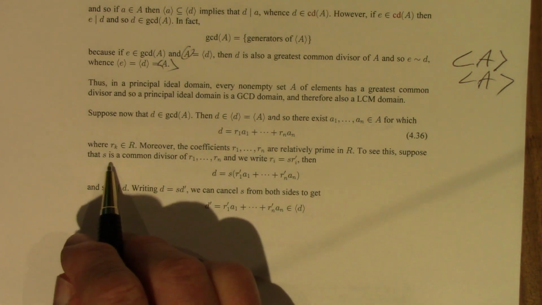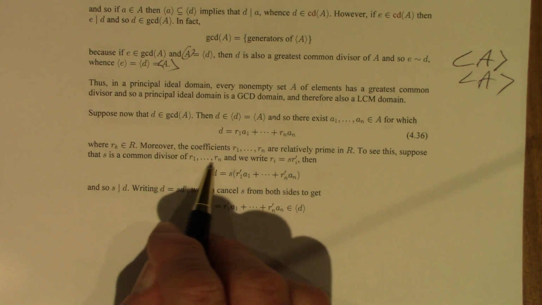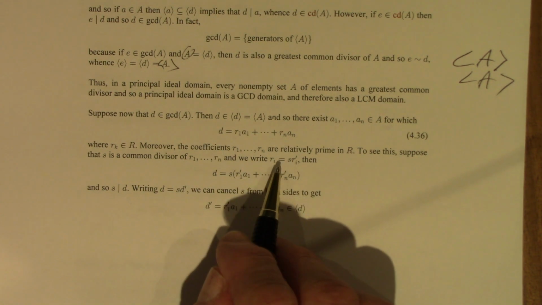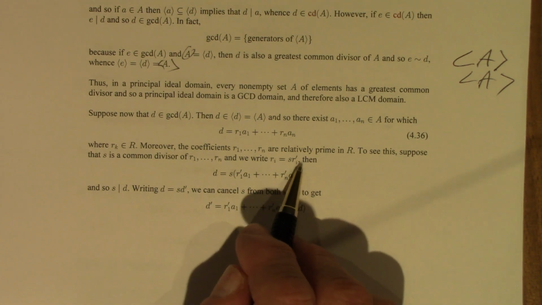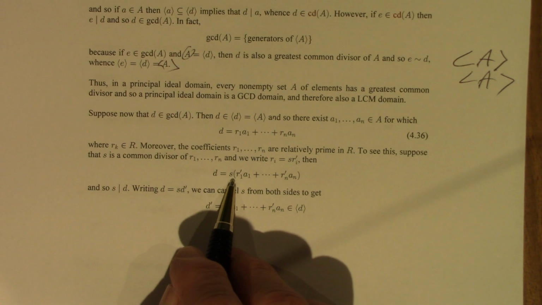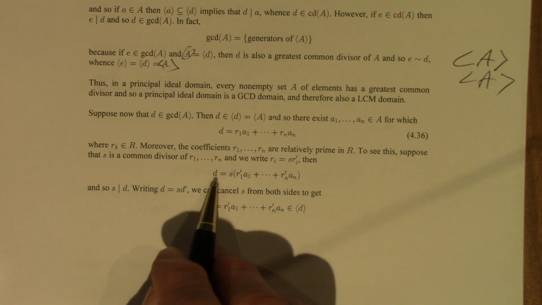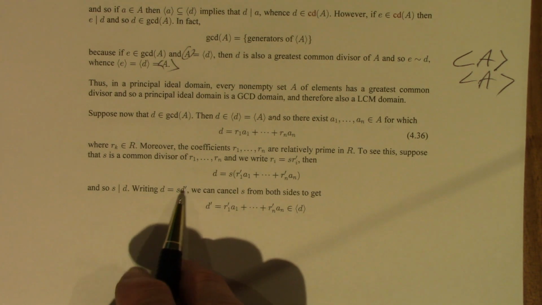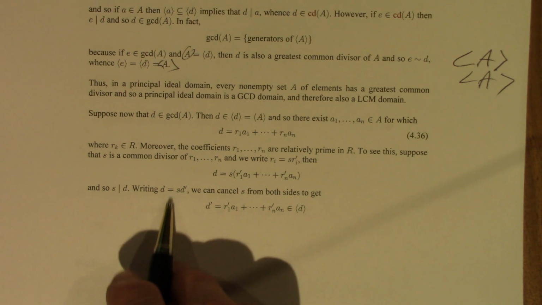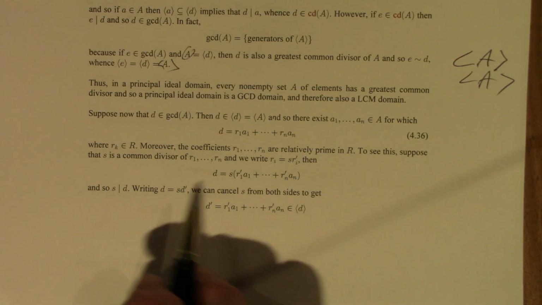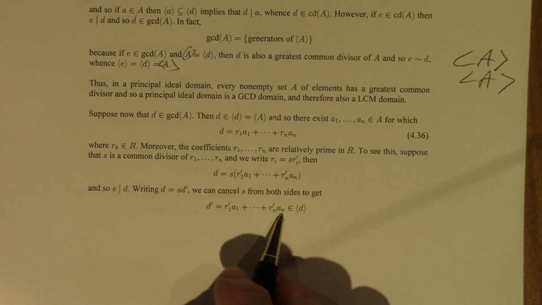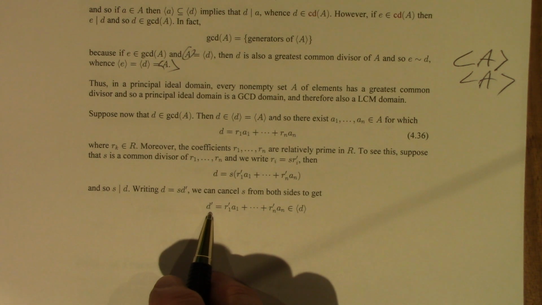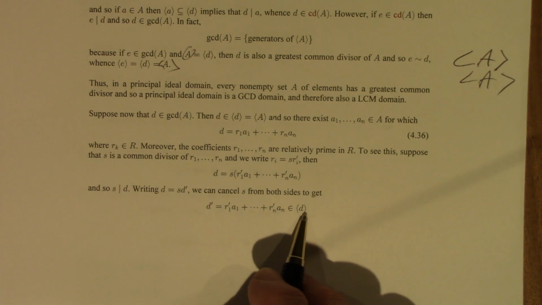Because if S is a common divisor of these coefficients, we can write each coefficient R sub i as S times R sub i prime, factor out the S, that shows S divides D. Let's say we'll call that quotient D over S, we'll call it D prime. We can cancel S from both sides, and we have this equation telling us that D prime also lies in the ideal generated by D.